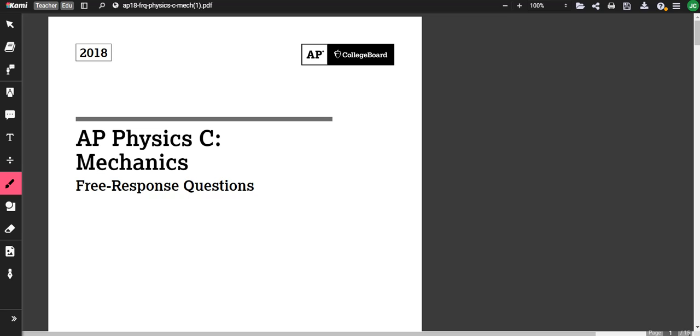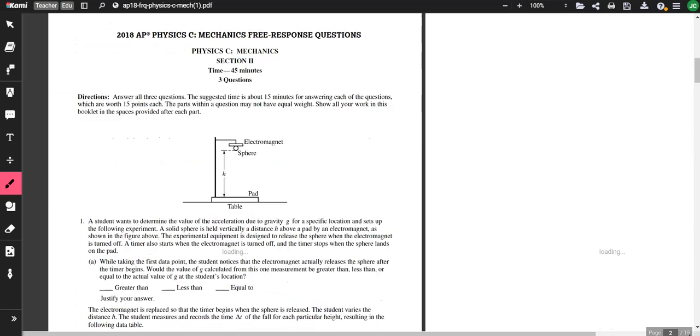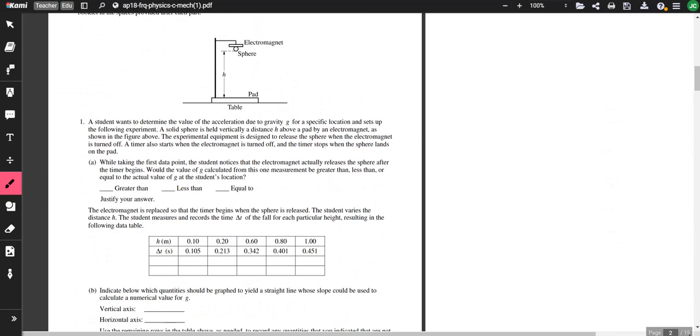Everyone, this is going to be the 2018 AP Physics C Mechanics free response question. I'm going to start off with question one. Remember, question one is always that motion question, kinematics and dynamics. This is actually a perfect example of the experimental design type questions that they have.